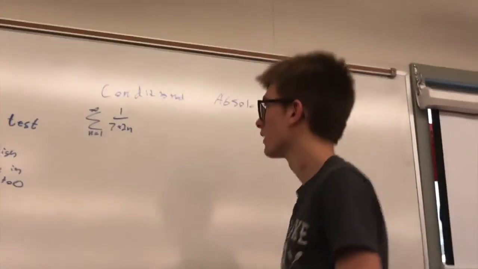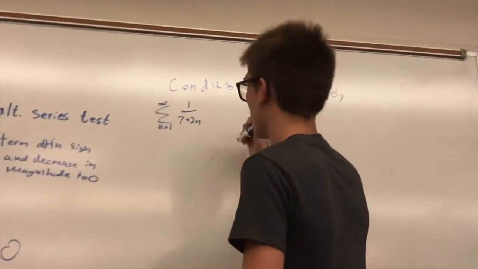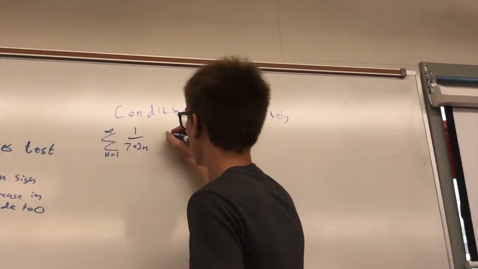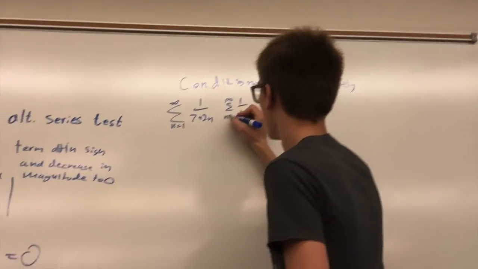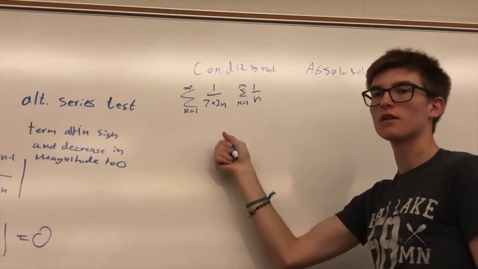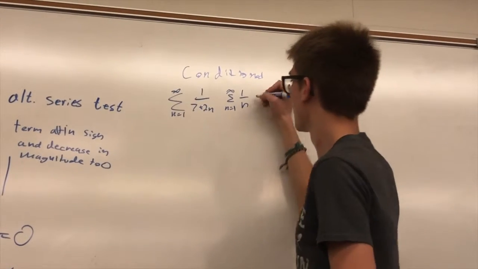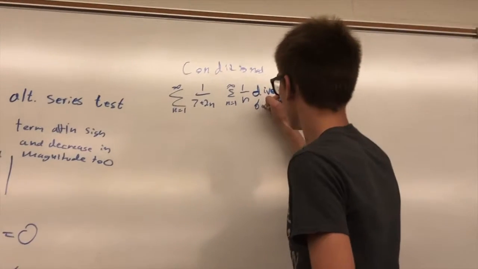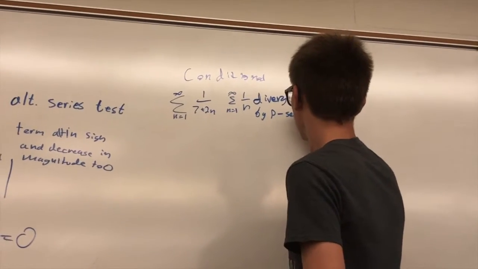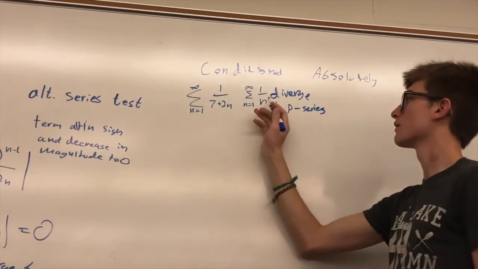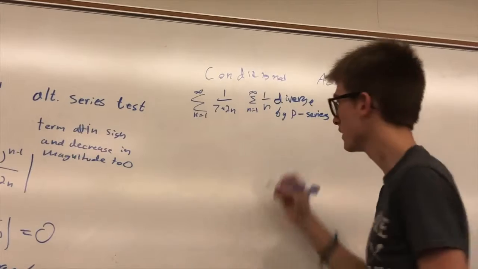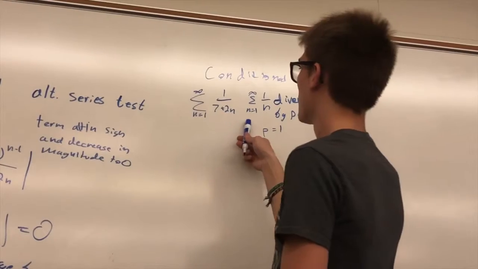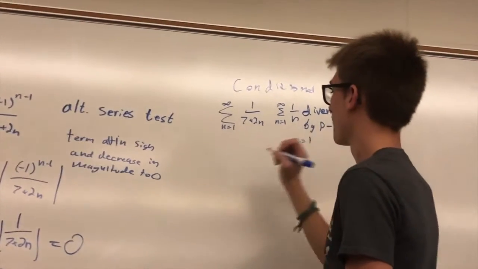Now basically, this will diverge, or we're going to set this up by comparing it to 1 over n using the limit comparison test. And basically, this 1 over n is going to diverge by the p-series because it's 1 over n to the p, and since p is equal to 1, it diverges. Alright, so now what you do is you take the limit.